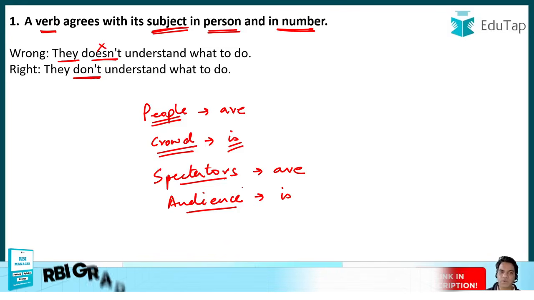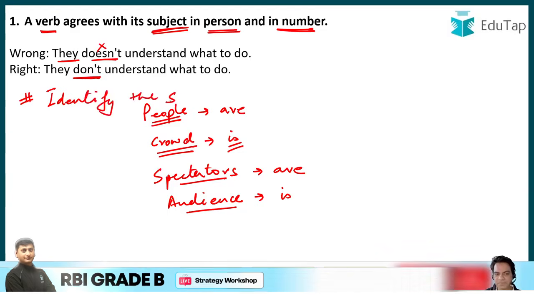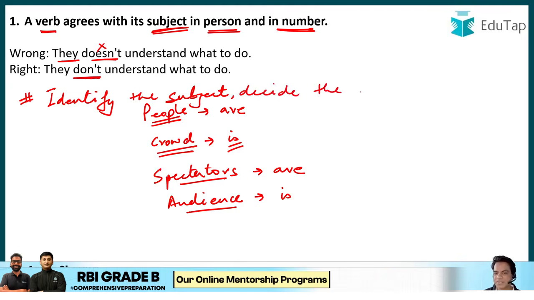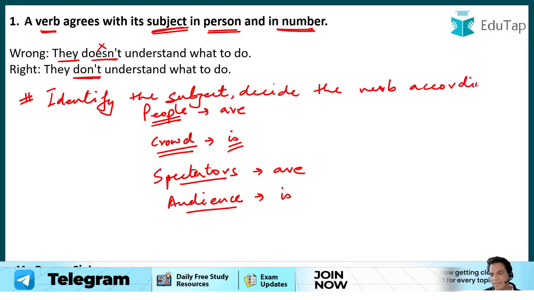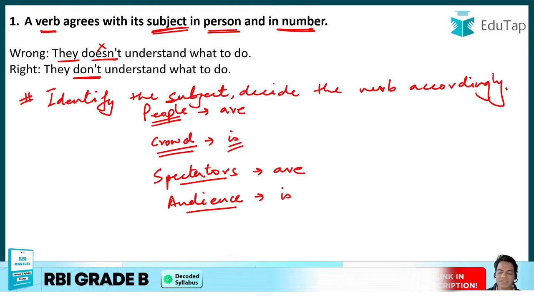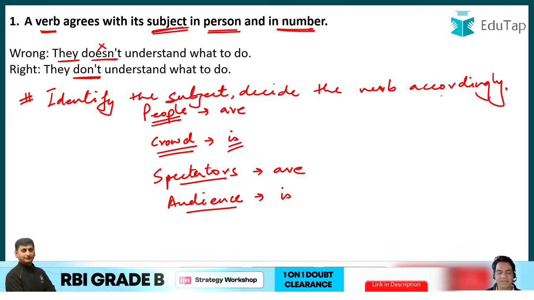So from today onwards, what you need to do, identify. Now the first and foremost rule is identify the subject. Identify the subject in every sentence that you come across and decide the verb accordingly. Accordingly means it has to be in agreement with the subject of the sentence. Absolutely, in every sentence that you come across. So the first rule, identify the subject and look at the verb, whether it is used according to the subject or not.